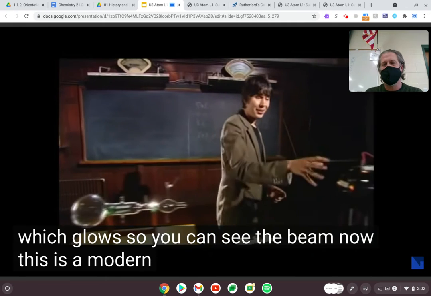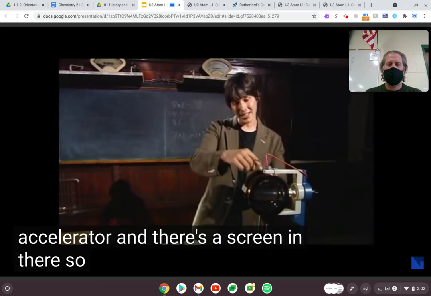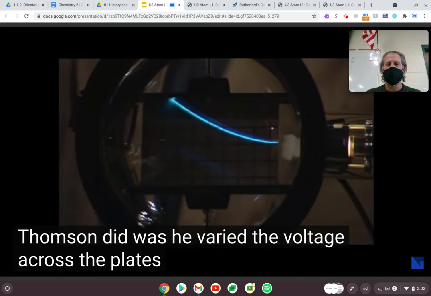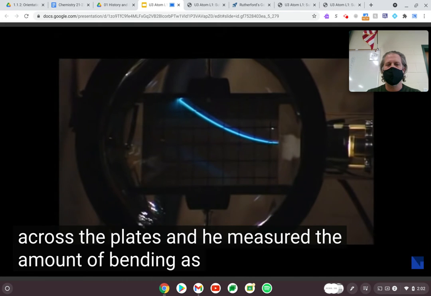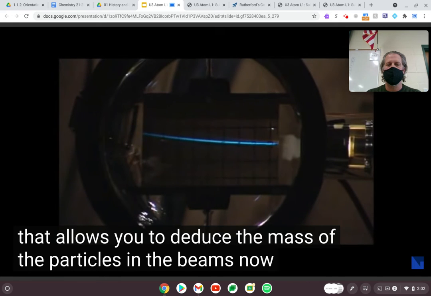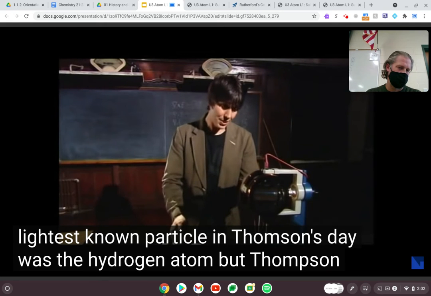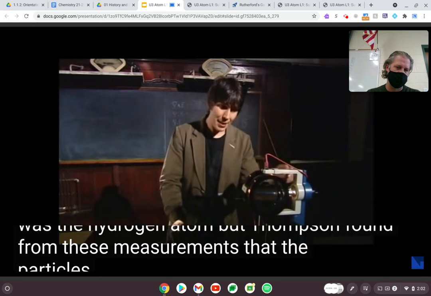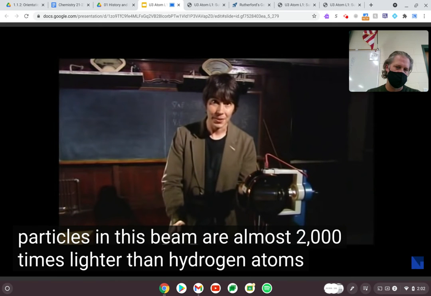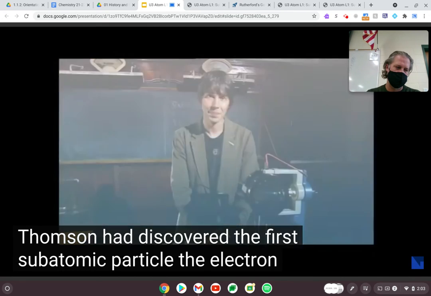Now, this is a modern version of Thomson's apparatus. Again, we've got the particle accelerator, and there's a screen in there so you can see the beam glow. What Thompson did was he varied the voltage across the plates, and he measured the amount of bending as the voltage changed. That allows you to deduce the mass of the particles in the beams. Now, the lightest known particle in Thomson's day was the hydrogen atom. But Thompson found from these measurements that the particles in this beam are almost 2,000 times lighter than hydrogen atoms. Thompson had discovered the first subatomic particle, the electron.